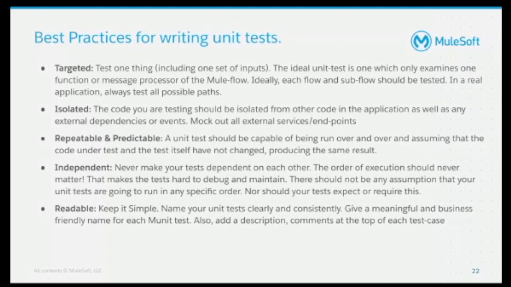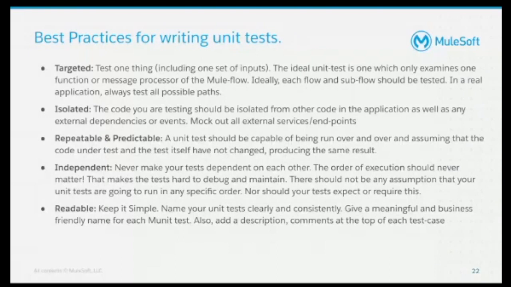You should have the test cases in a way that the test itself should produce the same result. It should be capable of running over and over again without having different results every single time. So it should be repeatable and predictable, and it should be independent. You should try to have test cases in such a way that one test case's execution or output should not control the execution of another test case. Try to make it independent, because if it is dependent on one another, it will be very hard to debug and maintain.